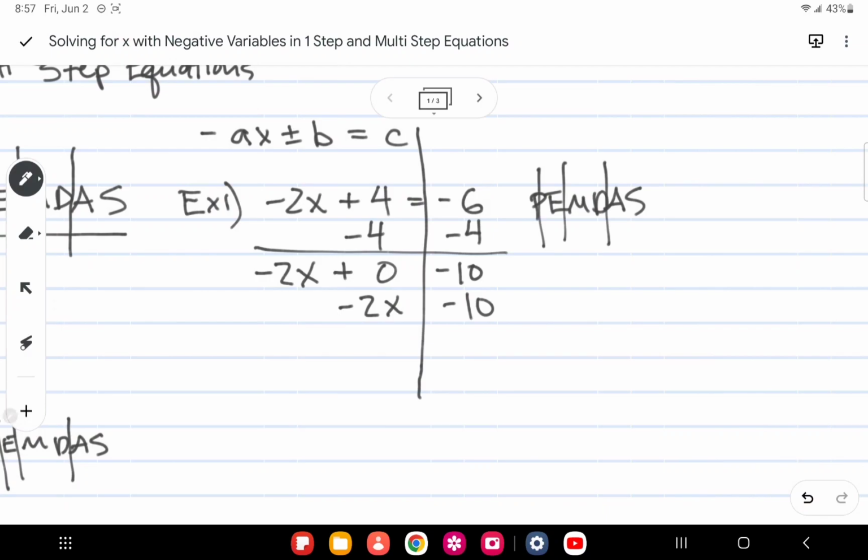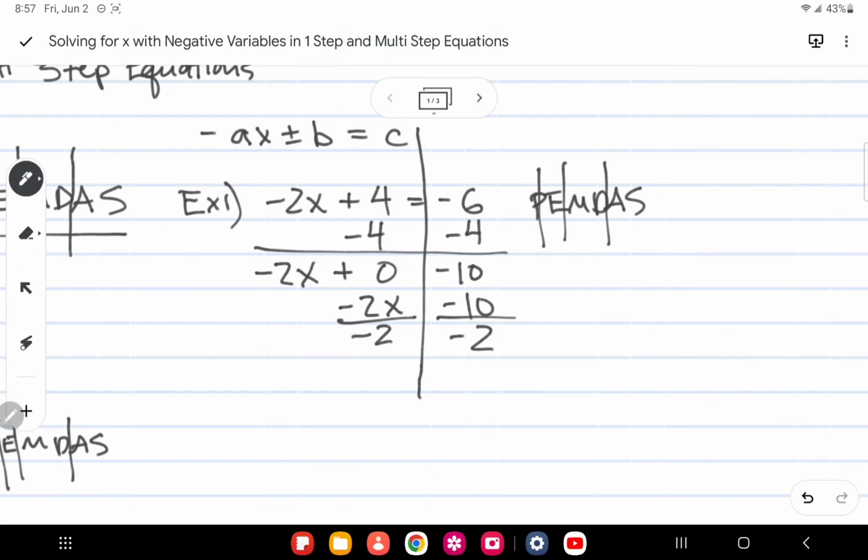Now remember, with multi-step equations, there's no more subtraction, there's no more addition. Is there division? No. Is there multiplication? Yes, because remember, when the variable has a coefficient, that is another way of saying that that coefficient is multiplied with the variable. So opposite of multiplication is division. So we are going to divide this by that coefficient, -2, and also this by -2.